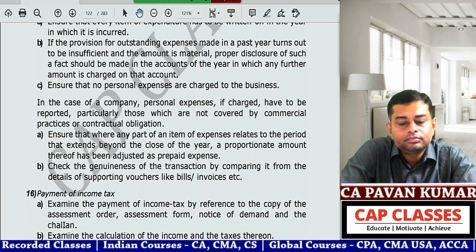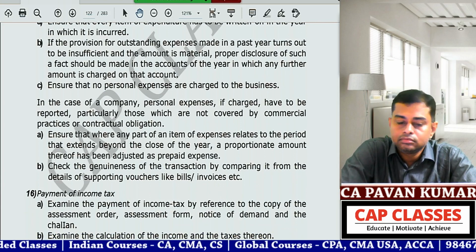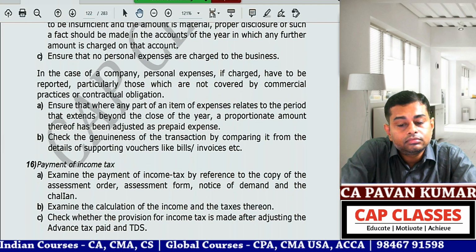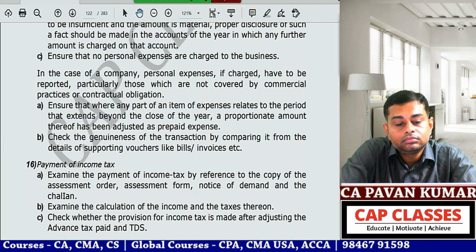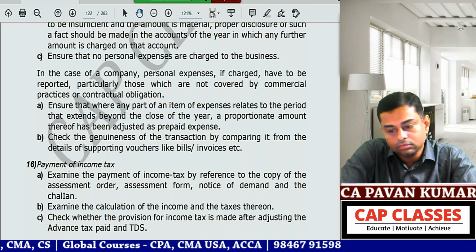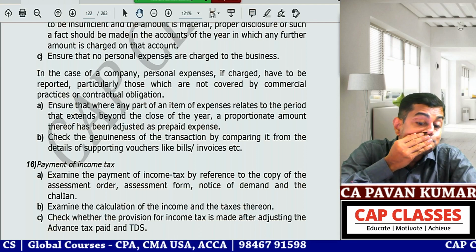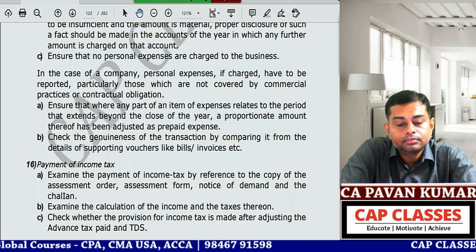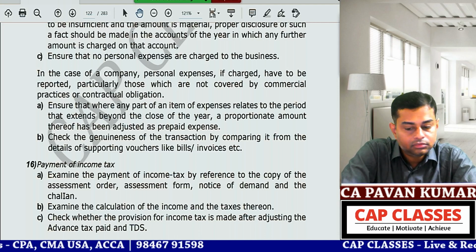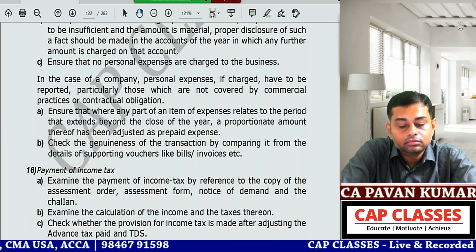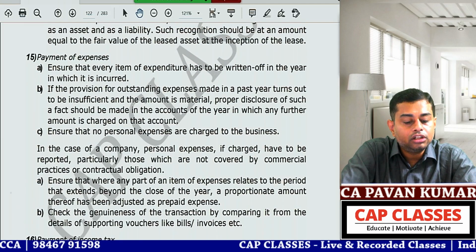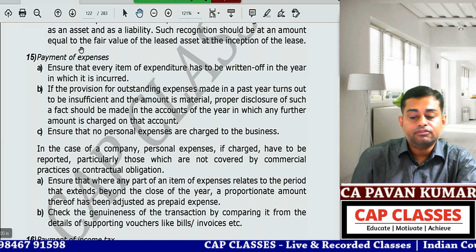Okay, next. Ensure that no personal expenses are charged to the business. This is given in our Companies Act also. Next. In the case of a company, personal expenses if charged have to be reported, particularly those not covered by commercial practices or contractual obligation. Ensure that where any part of an item of expenses relates to a period that extends beyond the close of the year, a proportionate amount has been adjusted as prepaid expense. That's all. Next. Check the genuineness of the transaction by comparing it with the details of supporting vouchers like bills or invoices, etc. That's all. So guys, tell me, payment of expenses, do you understand these 5-6 points, whatever are there?